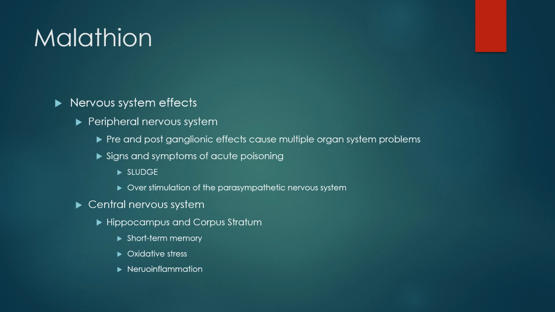In the central nervous system, malathion seems to mostly affect the hippocampus and the corpus striatum, which causes short-term memory loss, oxidative stress, and neuroinflammation.